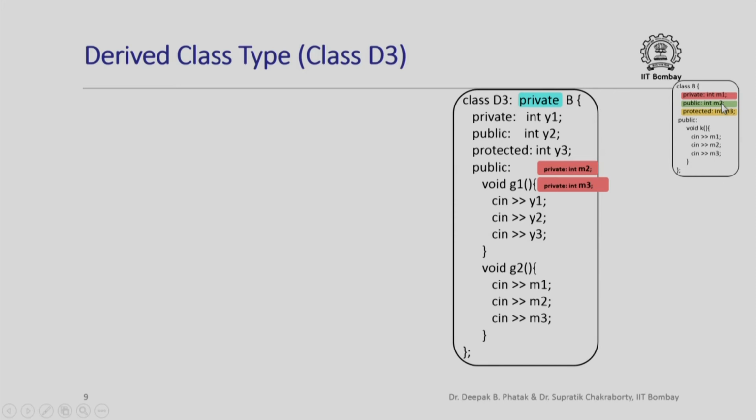M2 is public in the base class, so it should be accessible in the derived class D3, but since the mode of derivation is private, I have to take the least accessible of these 2 specifications, and the least accessible of these 2 specifications is private, so M2 will be accessible within the derived class D3 as a private data member, and similarly M3 will be accessible within the derived class D3 as a private data member. This is protected and the mode of derivation is private, so you take the least accessible of these 2 specifications and that is private. Once again I have 2 public member functions, and let us see whether the compiler should report an error on them or not.